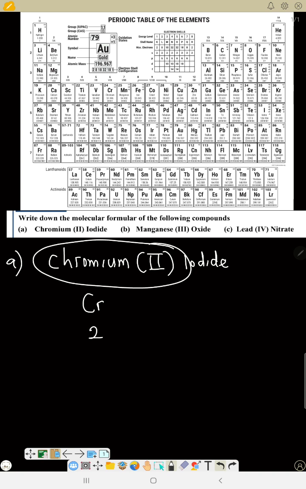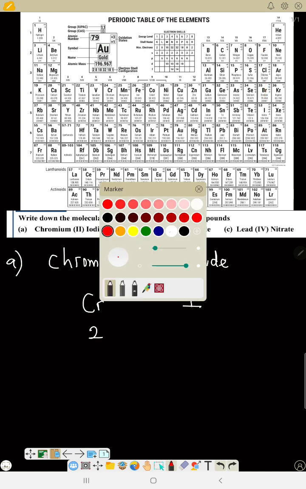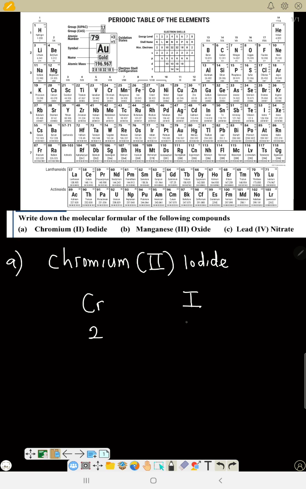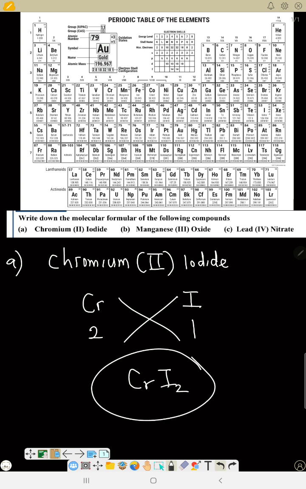That is chromium 2. So iodide, remember I said if you have an IDE ending, then it's a non-metal, and it will be all those non-metals. And this is iodine, I. If you check, iodine is in group 7, so it will have 1 as the valency. It will not lose 7, but rather gain 1. So do your crisscross, and that will be CrI2. So this is chromium 2 iodide.